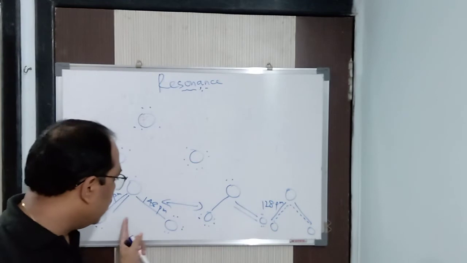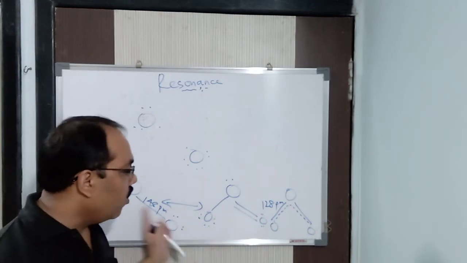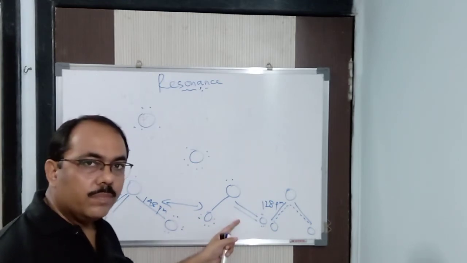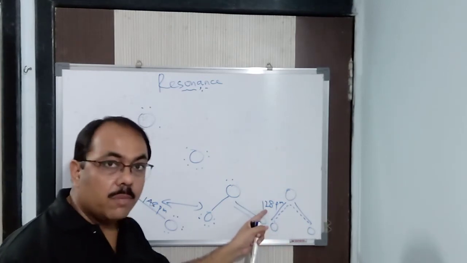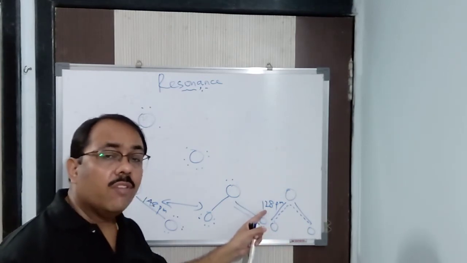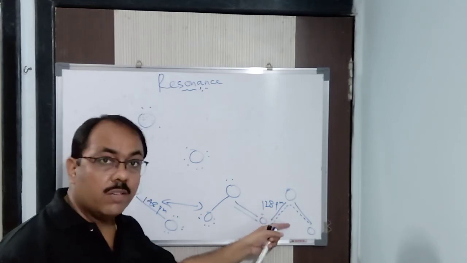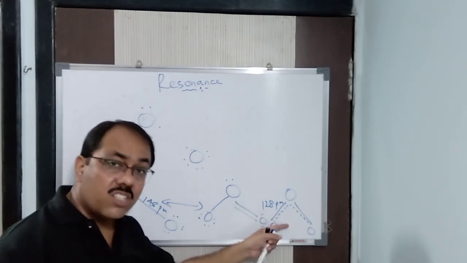Because these two structures do not explain the complete set of properties of the ozone molecule. This particular structure explains it. It explains the bond length, and it also says that it is V-shaped, it is bent shaped.